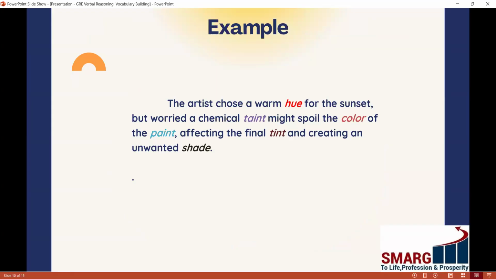So now I have taken up one example for all of you, just in general, whatever we have been talking till now about vocabulary, what to do, what not to do. So this is a sentence in front of us. Very quickly, I'll just read it out. Fine. So the artist who chose a warm hue for the sunset, but worried a chemical taint might spoil the color of the paint, affecting the final tint and creating an unwanted shade. A very poetic line in itself.